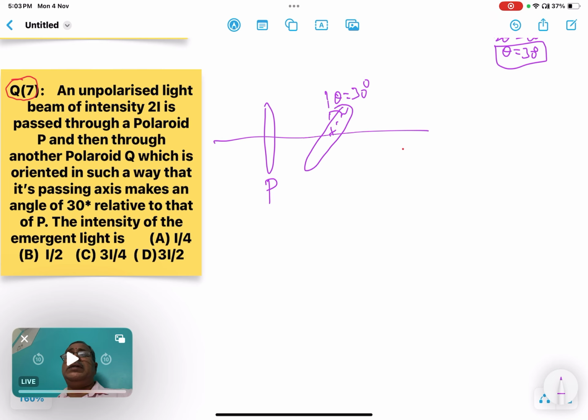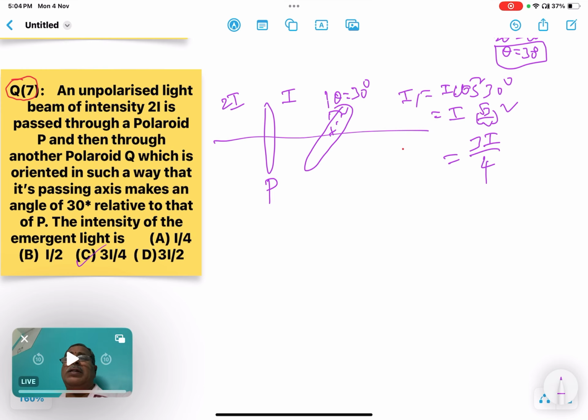The first intensity was 2I, and now it becomes I, half of that, after passing through the first Polaroid. After passing through the second Polaroid, I1 is equal to its previous intensity I into cos square 30 degrees, cos square theta. Cos 30 is root 3 by 2, whole square, that is 3I by 4. So 3I by 4 is the correct answer. This is the explanation, my dear students.